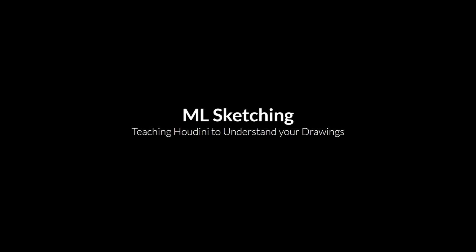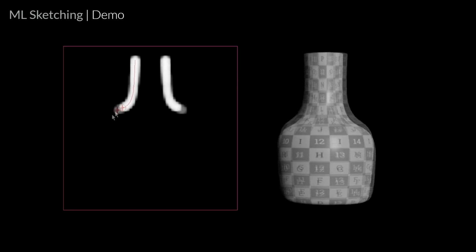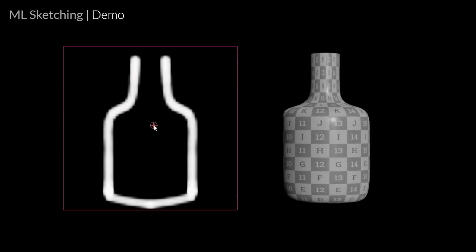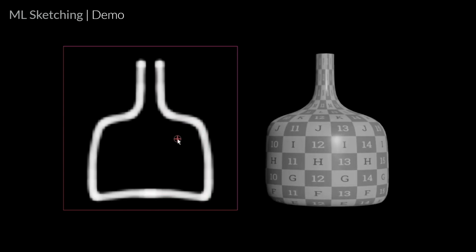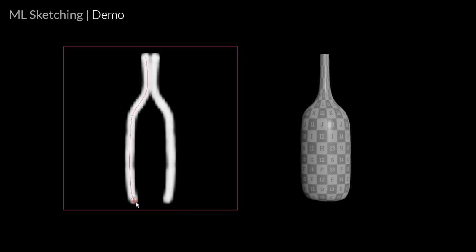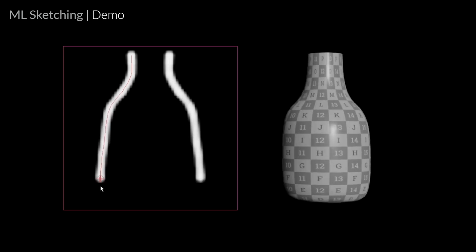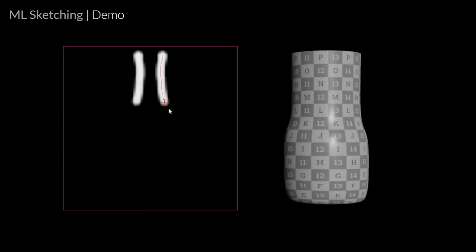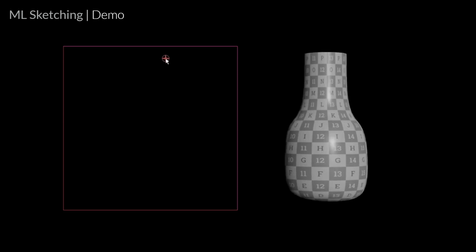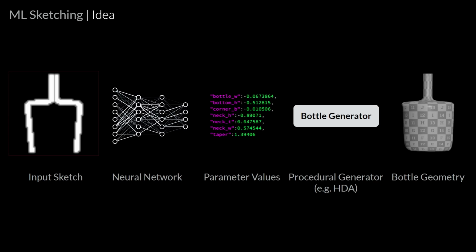A third project I was working on was ML sketching, or teaching Houdini how to understand your drawings. That was more of a fun one. Essentially, the main idea is to give the user a drawing UI where you can sketch outlines of some shape that drives geometry generation. This looks more fancy than it really is, because in the end, you're only predicting parameter values. So you use a neural network to learn from sketch to the right values, which you can then feed to an HDA that generates your bottle geometry.